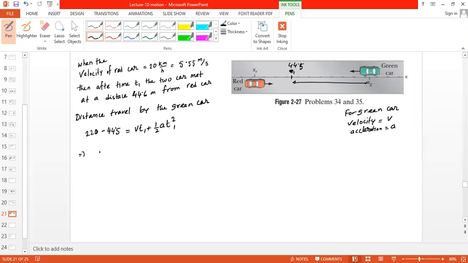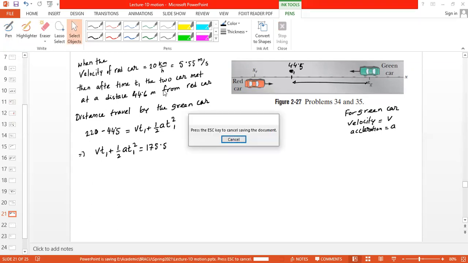Can I write this? vt1 plus 1/2 a t1 square is equal to 220 minus 44.5, which is 175.5. Is it clear? Yes, sir. Okay.